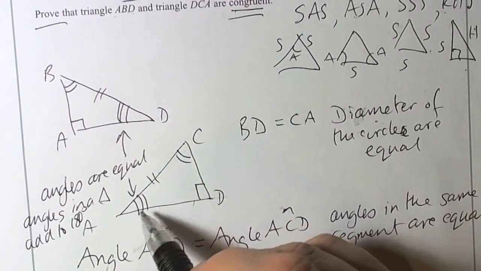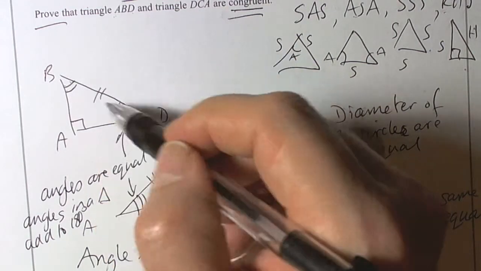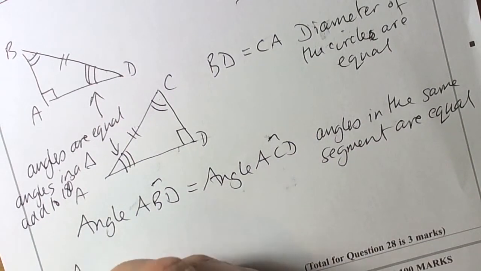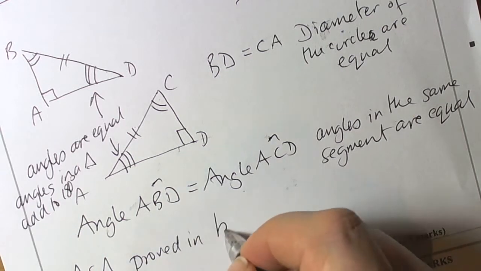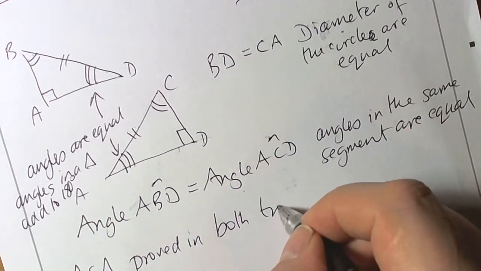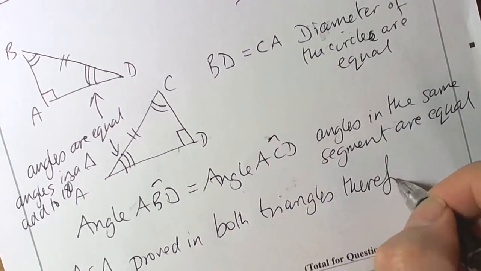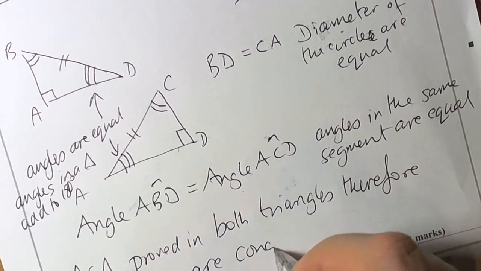So basically it looks like we've proved angle side angle because we've got the same angles and the same side length between them. So we can say here that ASA is proved in both triangles, therefore they are congruent.